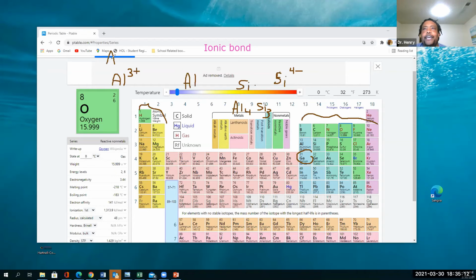So we'll need 4 of these guys and 3 of these guys. They both will add up to 12, right? Minus 4, minus 4, minus 4, so that's minus 12. And then this is 3, plus 3, plus 3, plus 3, so that's positive 12. So 12 minus 12. Piece of cake.